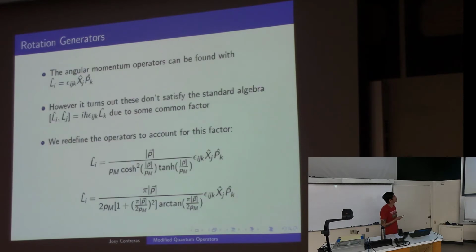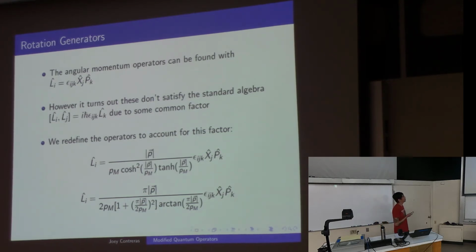So, moving on to rotation generators. We can actually use these modified operators to find the generators of rotation and of boosts. The angular momentum operators in particular can be found with the following expression. However, it turns out that these don't satisfy the standard algebra, where it's just this relation right here, due to some common factors shared through all of them that we found in the map. Now, because we're such a big fan of redefining operators, we just divide through by this factor, and now these operators will actually satisfy this algebra, which is fantastic because it avoids Lorentz invariance violation and things like that.